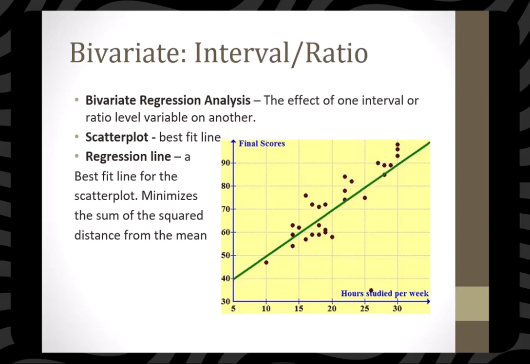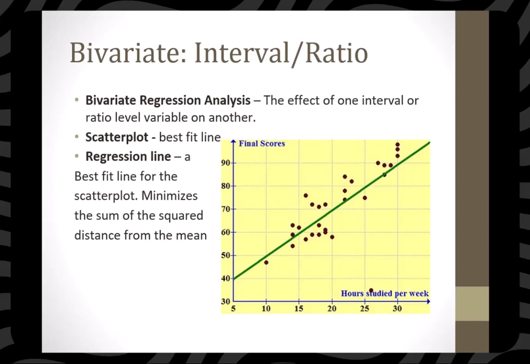And we do this typically by creating what we call a scatter plot, where we plot out all the data that we have, all the different cases, and find a regression line or best fit line that minimizes the sum of the squared distance from the mean. So we're going to take this best fit line and find all the values of these differences here between each point and the line, square them and add them up. And that's going to be how good our line fits our information.